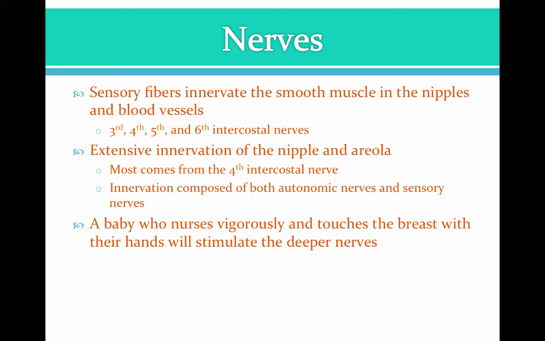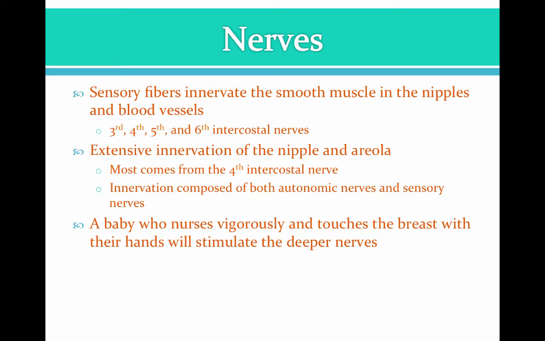In a couple of slides, I'll show you a diagram of the nerves within the breast. There's extensive innervation of the nipple and the areola, and most of this comes from the fourth intercostal nerve. The innervation is composed of both autonomic nerves and sensory nerves. The autonomic nerves are a part of the nervous system that's responsible for controlling the body functions that are not consciously directed, like breathing, heartbeat, and digestive processes. And then sensory nerves trigger breast function for lactation.